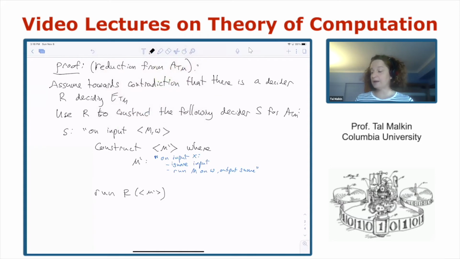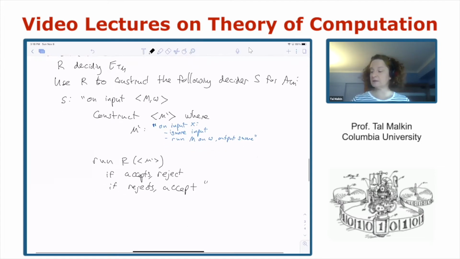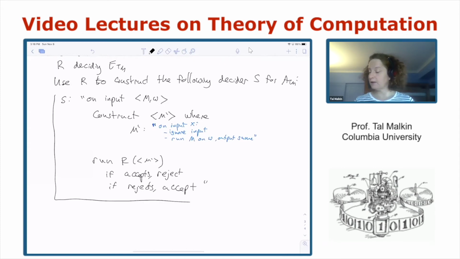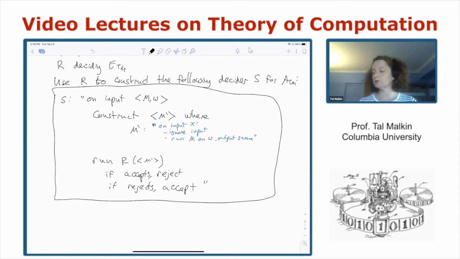Now I run R on M prime, and if it accepts, I reject. And if it rejects, I accept. So this S here is my decider. I claim that this is a decider for ATM. This is what we will show: that this is a decider for ATM, assuming that R was a decider for ETM. And that would be the contradiction.